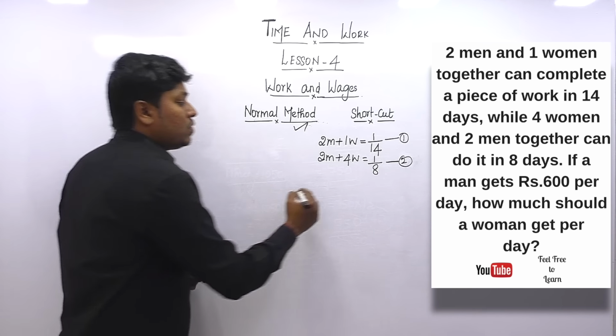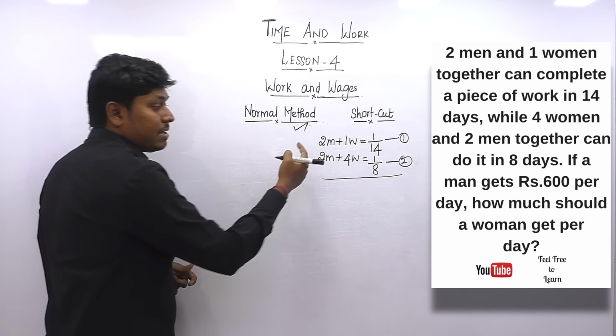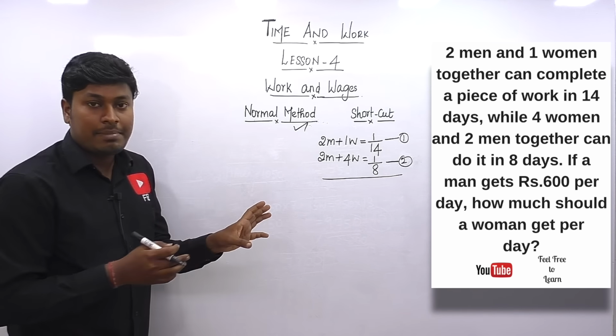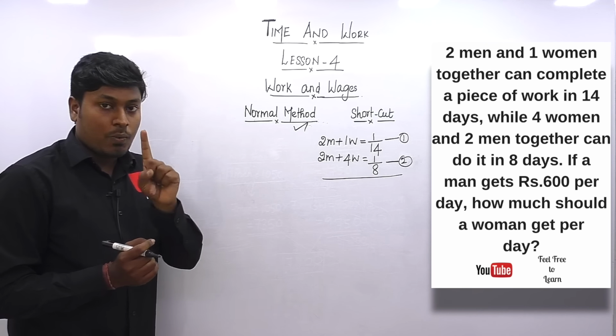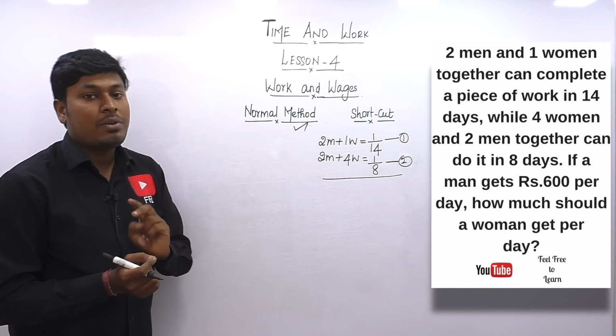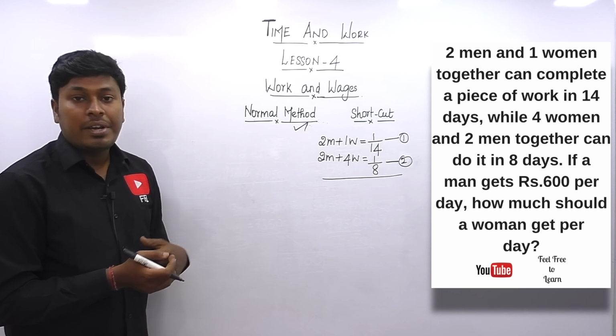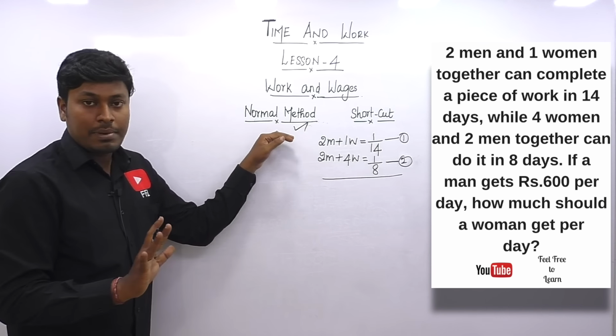So what I am going to do is subtract equation number 1 and equation number 2. The logic behind the normal method is that we are going to find 1 man's 1 day work and 1 woman's 1 day work. After finding it, we are going to find the ratio, then we are going to find the share. This comes under the normal method, right?